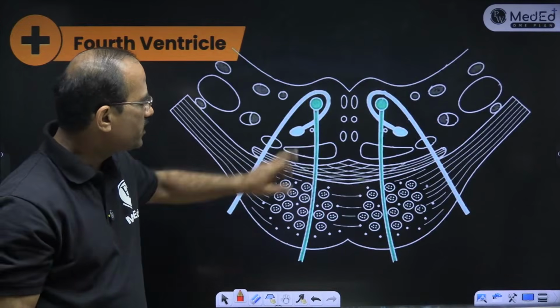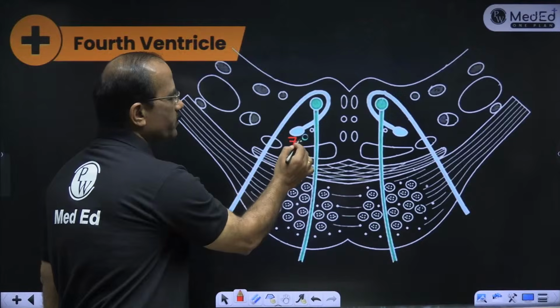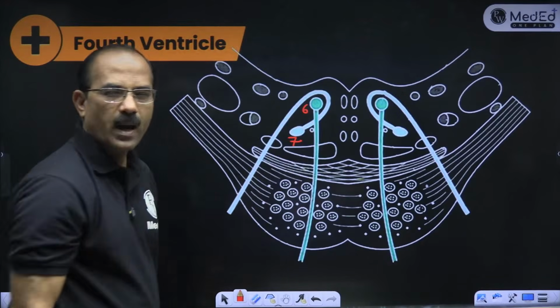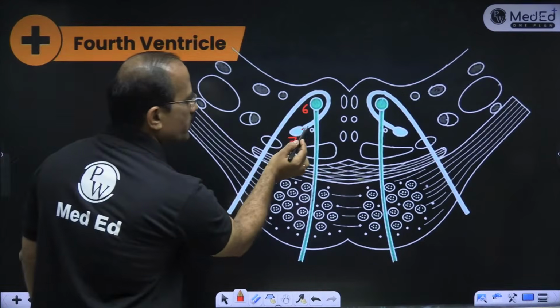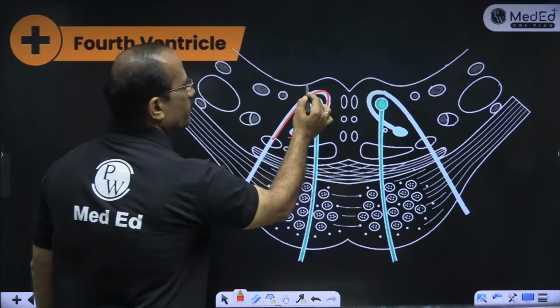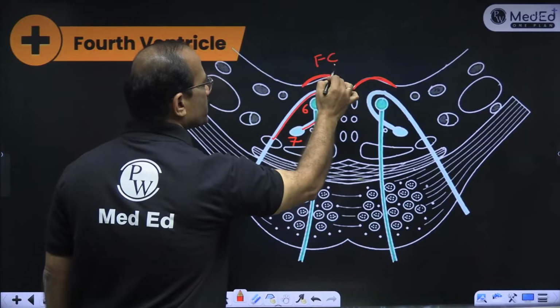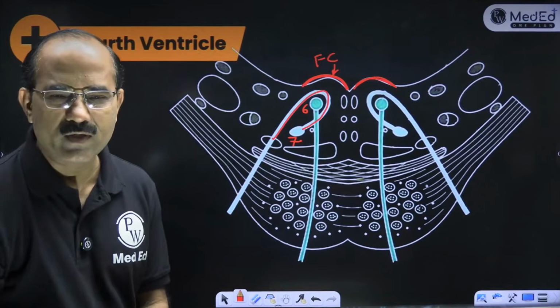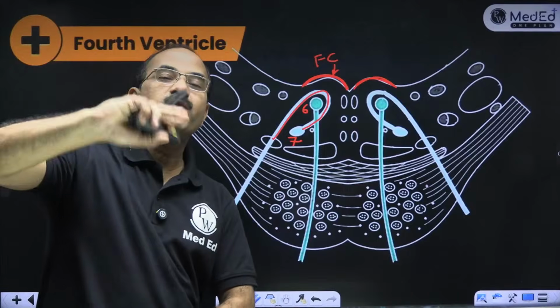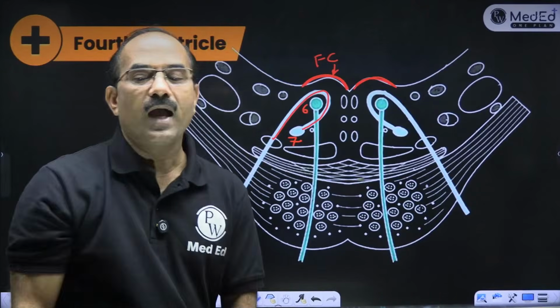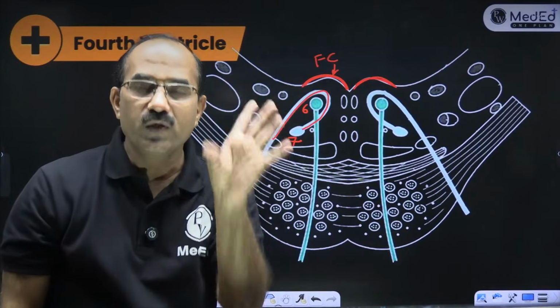That's the facial nerve nucleus. That's the nucleus of the facial nerve. That's the nucleus of the abducens nerve. And the fibers of the facial nerve, when they turn like this, form an elevation here, and this is what we call the facial colliculus. So the facial colliculus is formed by the fibers of the facial nerve as they wind around the abducens nucleus.